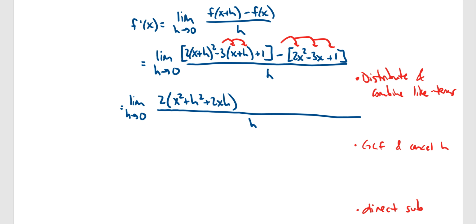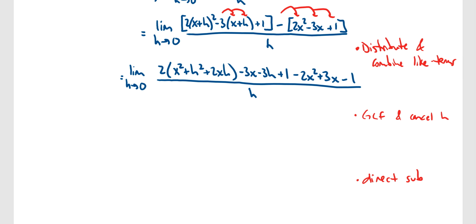And now we can go ahead and distribute the negative 3. Minus 3x minus 3h plus 1. Distribute the negative 1. Minus 2x squared plus 3x minus 1. And then we just have to do one more thing before we combine like terms, and that's going to be distribute this 2. So don't let yourself get overwhelmed. I know the numerator here looks pretty messy. After we distribute the 2, we get 2x squared plus 2h squared plus 4xh.